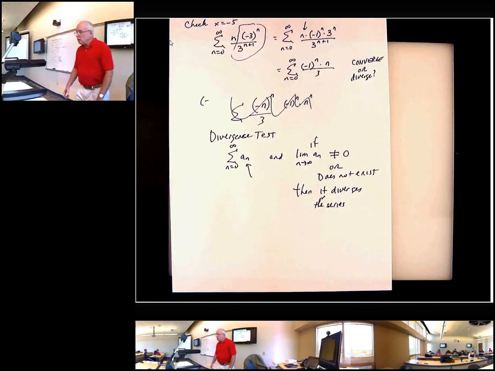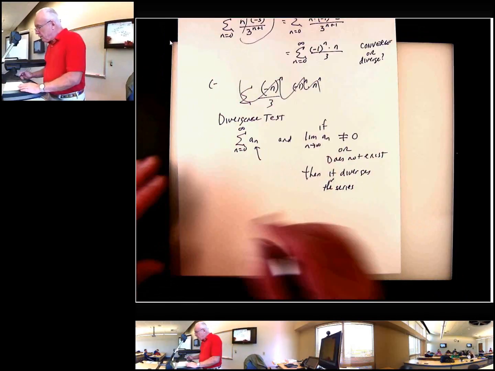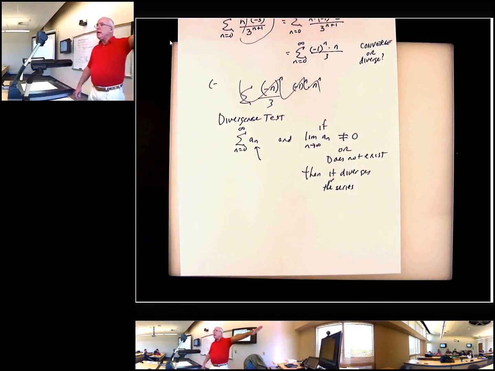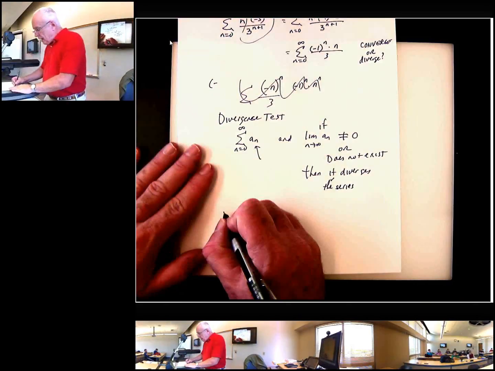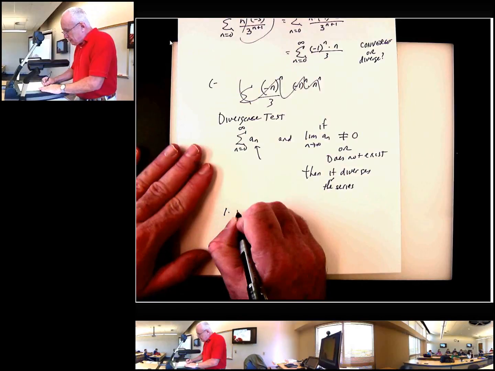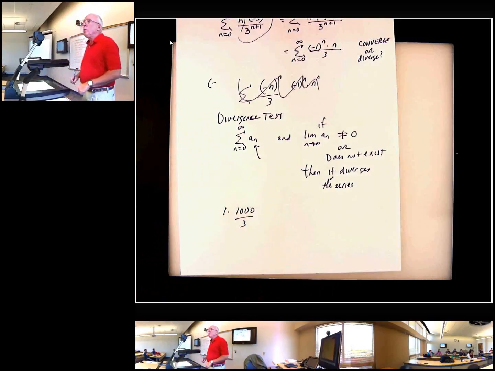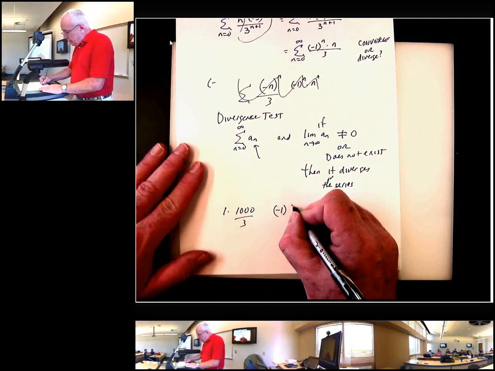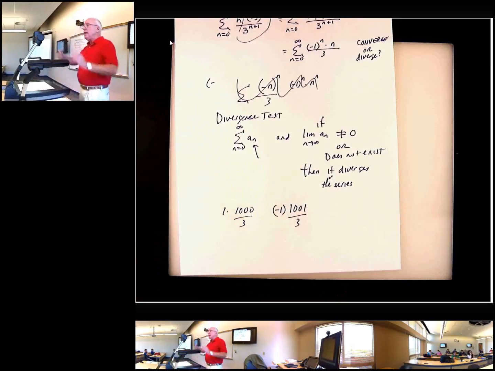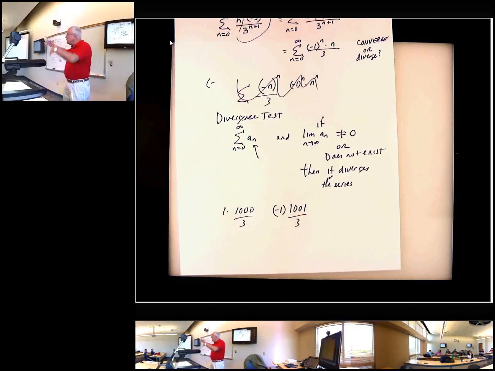So this thing actually goes between big negative numbers and big positive numbers, all right? When n is equal to 1,000, we have 1 times 1,000 over 3. When it's equal to 1,001, that's an odd number, it's equal to minus 1 times 1,001 over 3. And then it just keeps going like that. We just keep getting bigger numbers over here, bigger numbers over here. It doesn't have a limit. So the limit doesn't exist, so it diverges by the divergence test.